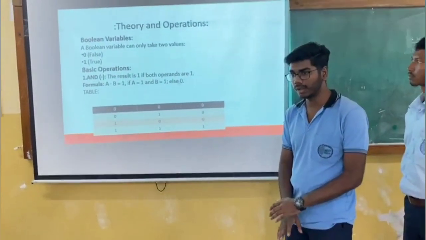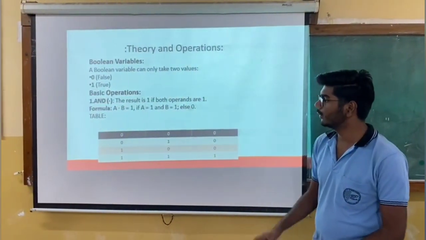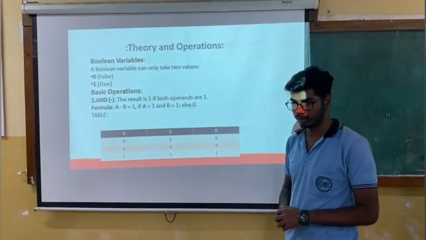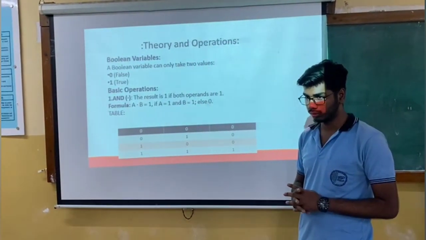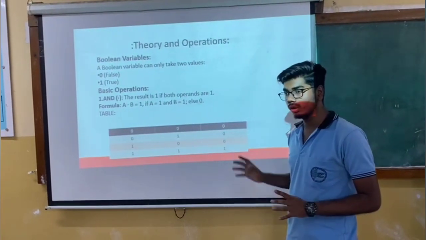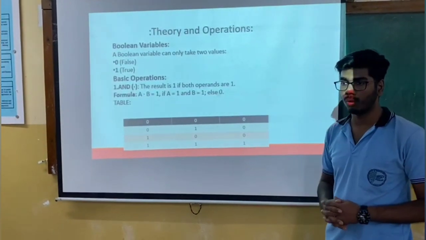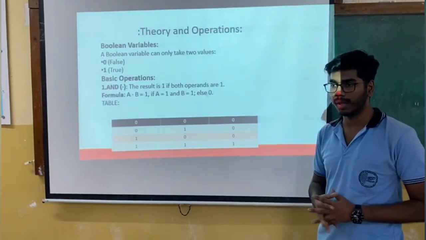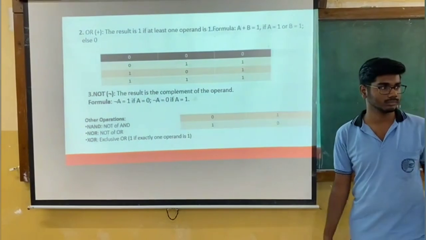There are some operations: AND, OR, and NOT. First, for the AND gate, if we put 0 and 0 as input, then we get 0 output, because AND is the multiplication of two inputs. So 0 into 0 gives 0 output. 0 into 1 also gives 0 output. 1 into 0 also gives 0 output. But in the case of 1 and 1, we get 1 output. So this is the overall structure of the AND operation. Then Subhajit will continue with some other operations.